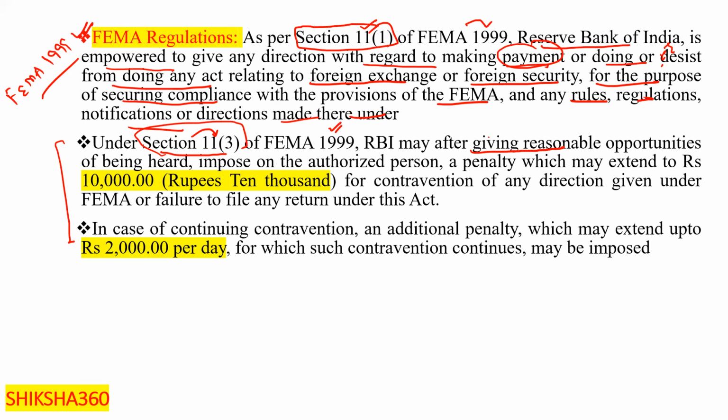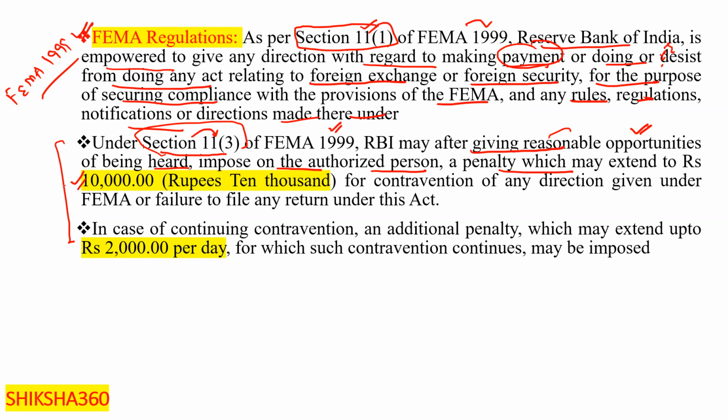RBI may, after giving reasonable opportunities of being heard, impose on the authorized person a penalty. Penalty of how much amount? A penalty which may extend to rupees 10,000.